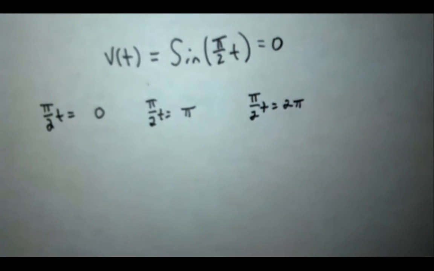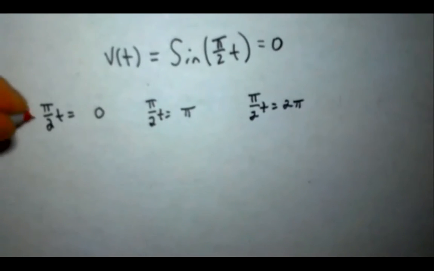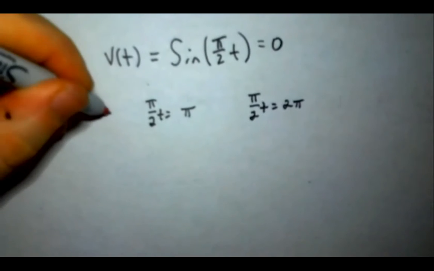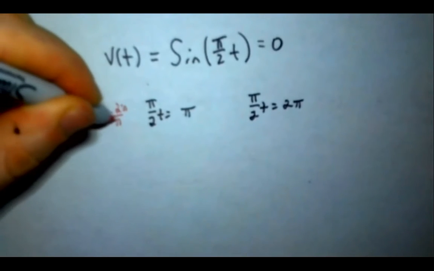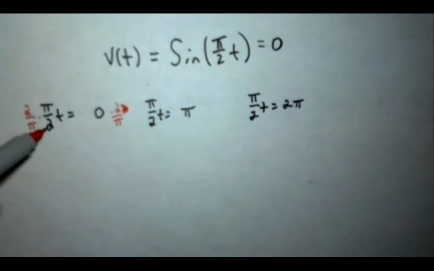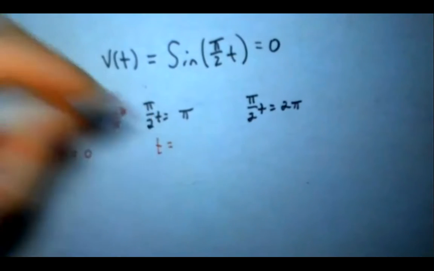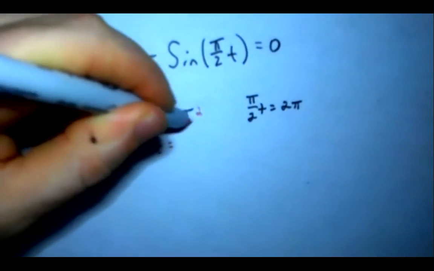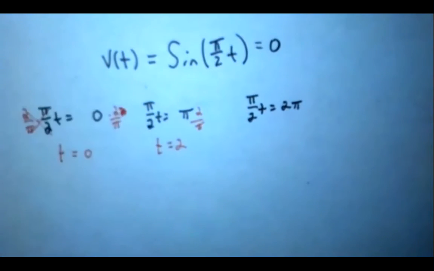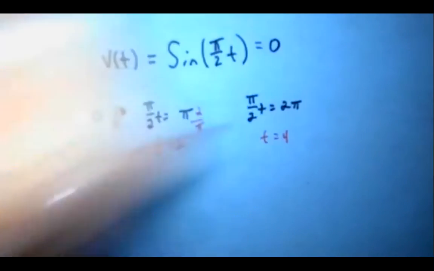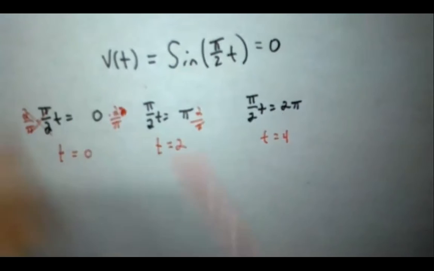How do we solve for each one? By dividing, for example, the first part by 2 over pi. Yeah, how about we just multiply it by 2 over pi? That'll do it, right? So multiply by 2 over pi. So that would cancel. So what do we get? t equals 0. If we multiply by 2 over pi, t equals 2. t equals 4. Those are my critical points.